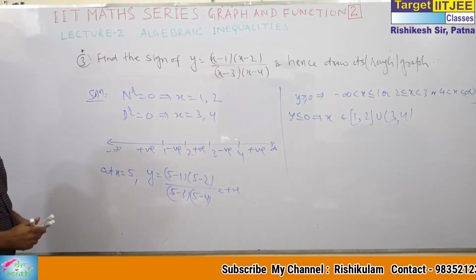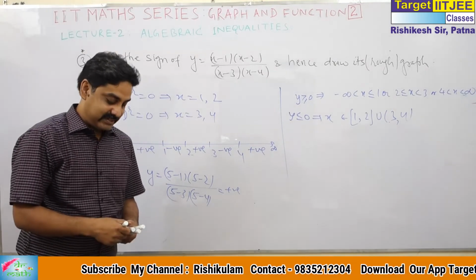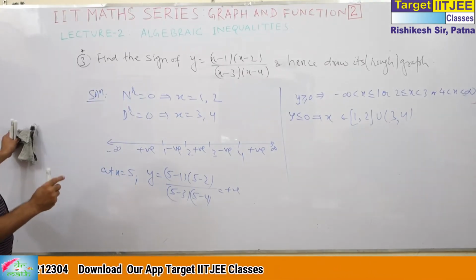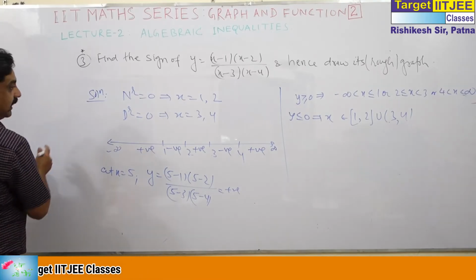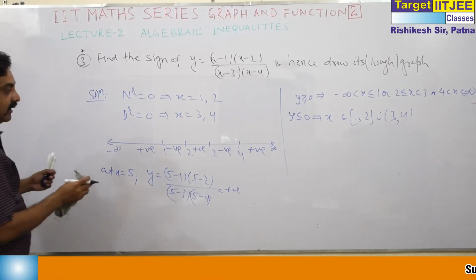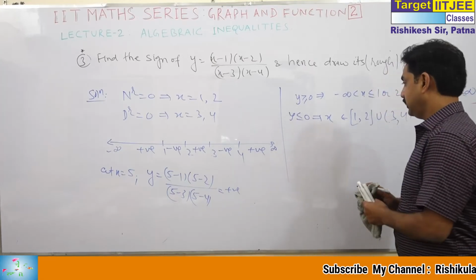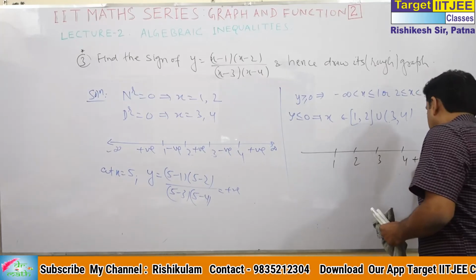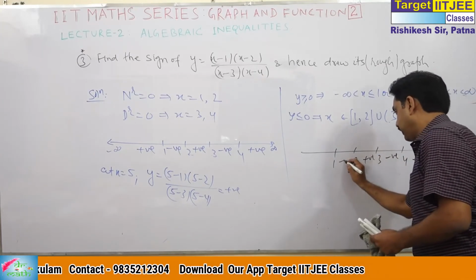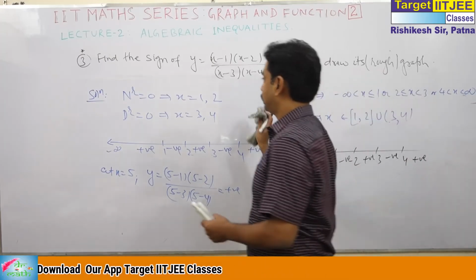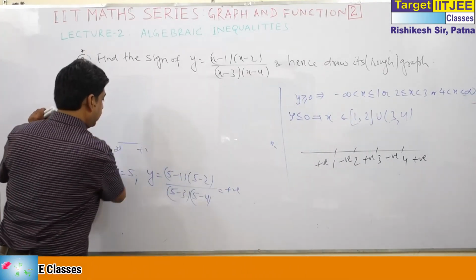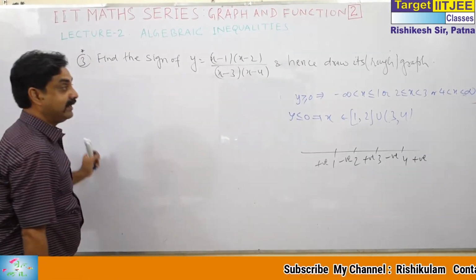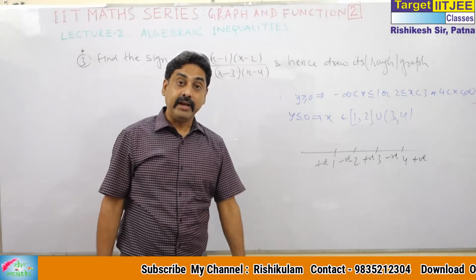But how to draw its graph? It is a difficult one, but let me do it here. I am just erasing this. I need only the sign scheme: 1, 2, 3, 4, positive, negative, and positive. Now see the graph. Actually, the graph is difficult because we do not know its behavior at infinity.